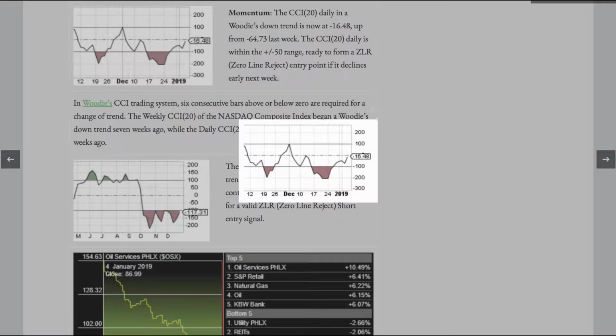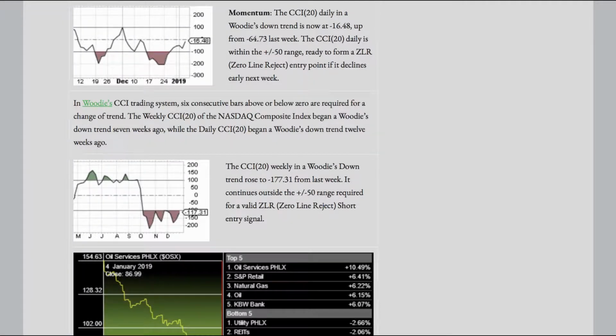Momentum. The CCI 20 daily in a Woody's downtrend is now at negative 16.48, up from negative 64.73 last week. The CCI 20 daily is within the plus or minus 50 range, ready to form a zero-line reject entry point if it declines early next week. In Woody's CCI trading system, 6 consecutive bars above or below zero are required for a change of trend.